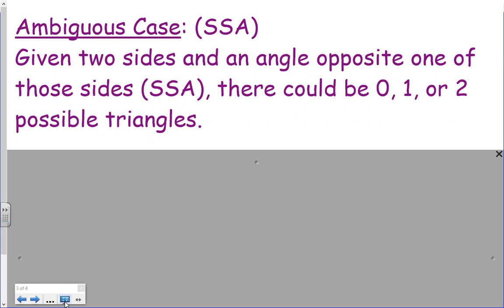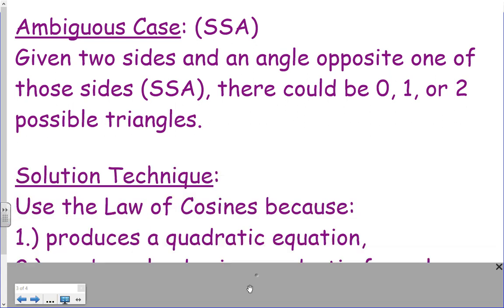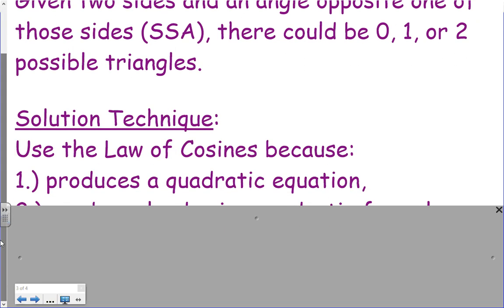Well, how do we handle this, and how are we going to deal with solving problems that have side-side angle given to us in the problem? Well, here's the solution technique that we're going to use. We're going to use the law of cosines for the following reasons. We're going to use law of cosines to solve these problems.